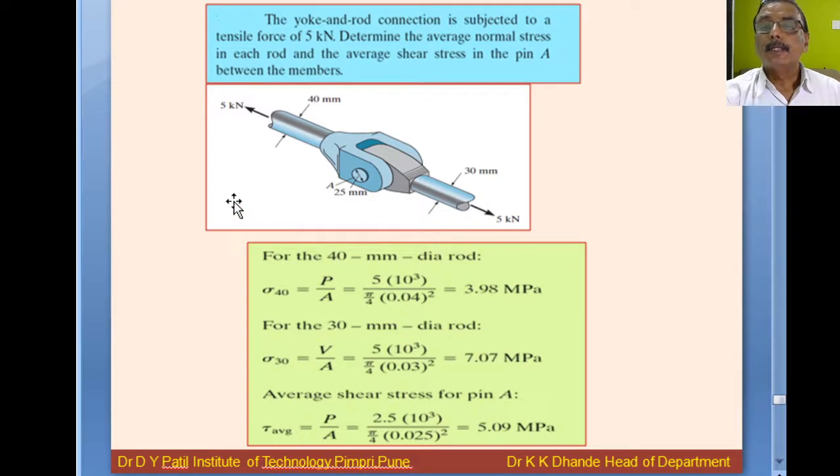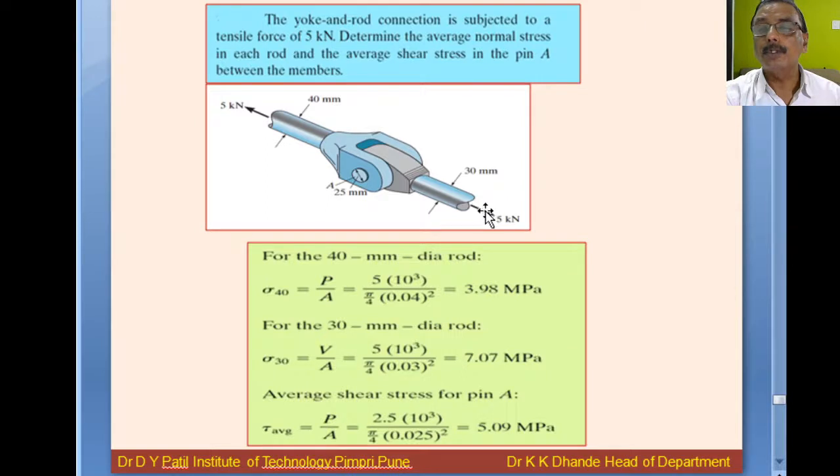Now this next example: the yoke and rod connection is subjected to a tensile force of 5 kilonewton. Determine the average normal stress in each rod. There are two rods, and the average shear stress in the pin A between the members. Now see this figure. 5 kilonewton force is acting at both ends.